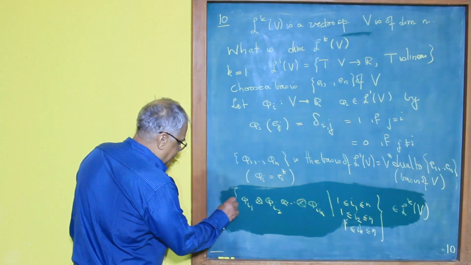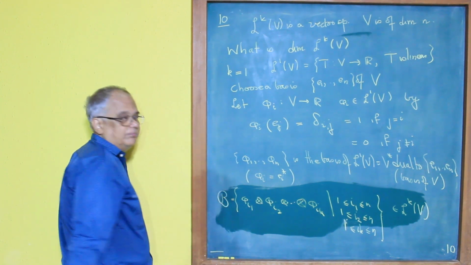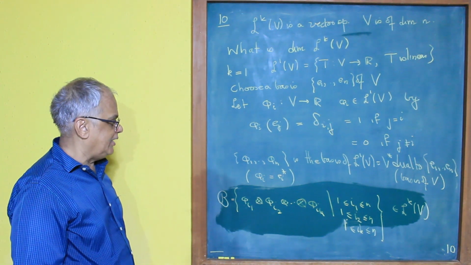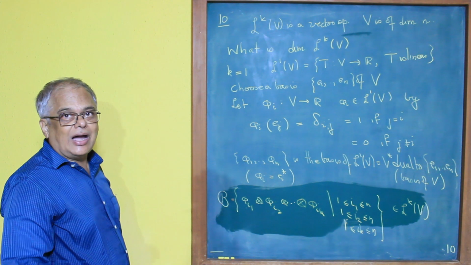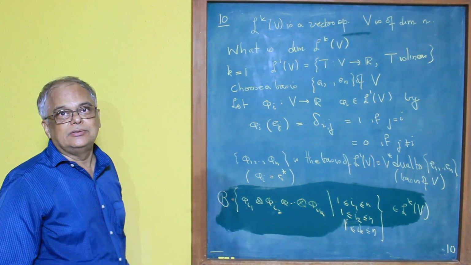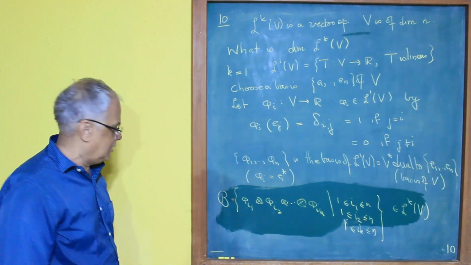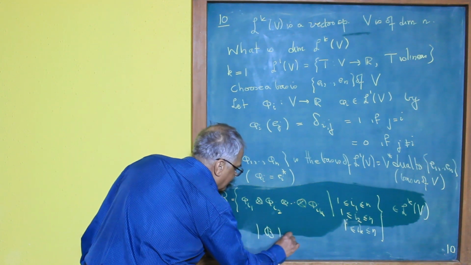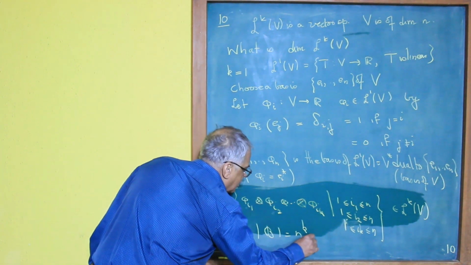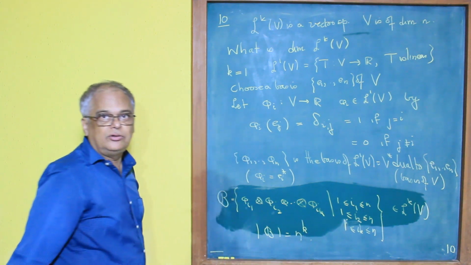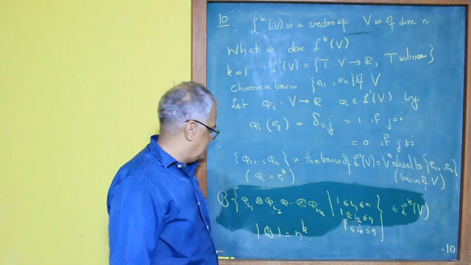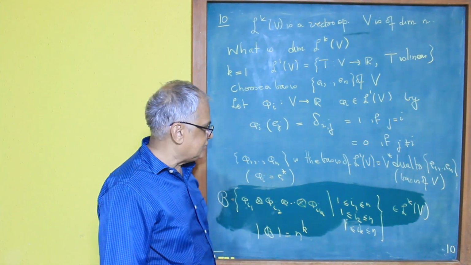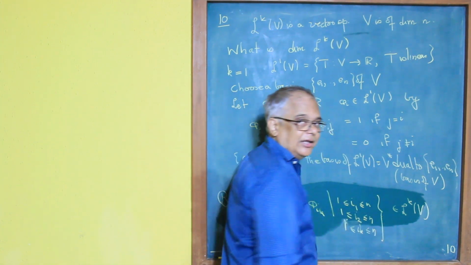So I will call this B. Each element in B is phi_i1 tensor phi_i2 tensor through phi_ik, where i_1 to i_k are any numbers between 1 and n. The cardinality of B is n to the power k. B has n to the power k elements, and each of these elements is in L_k(V).